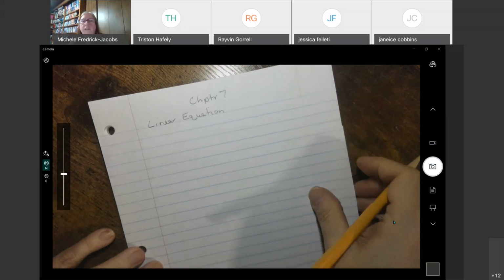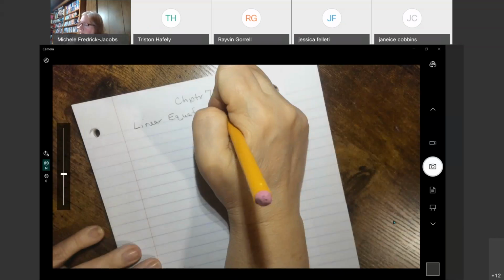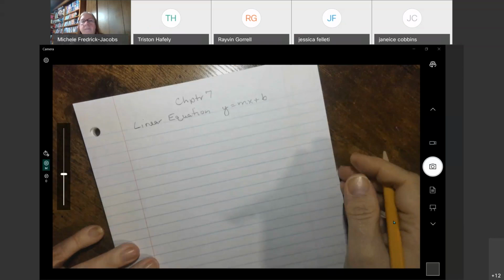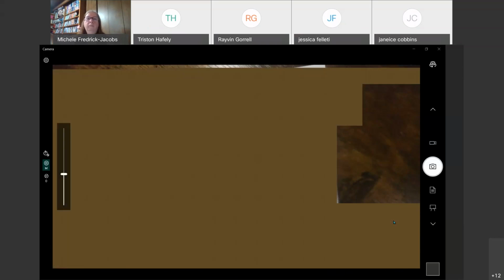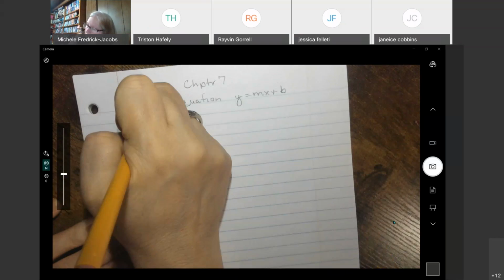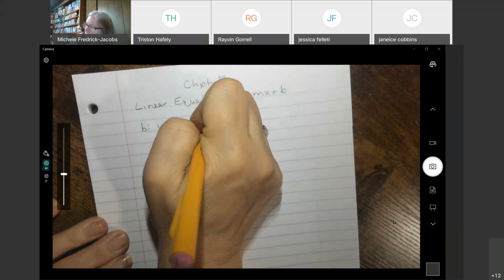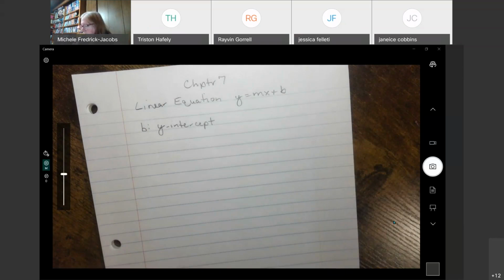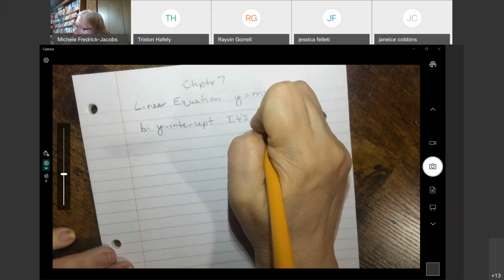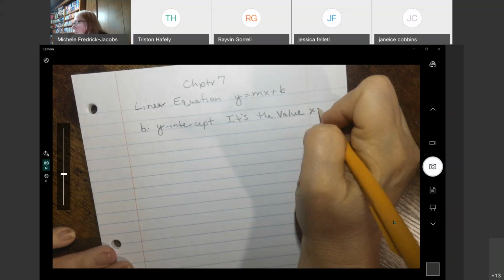A linear equation is called linear because the graph is a straight line, and it can be written as y equals mx plus b. b is the y-intercept. It's the value when x equals 0.